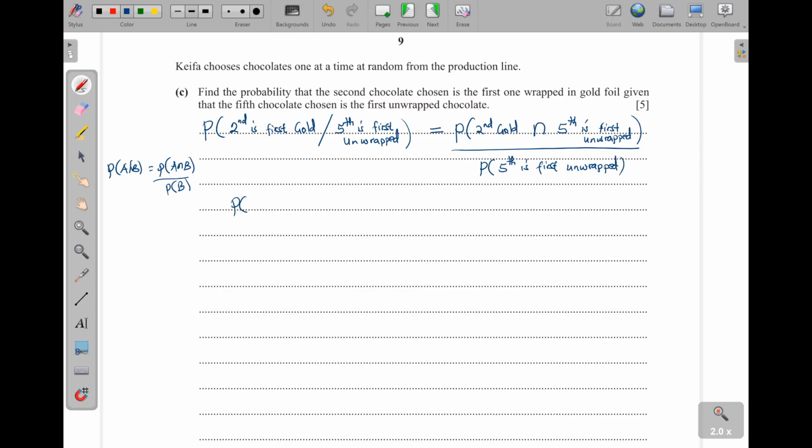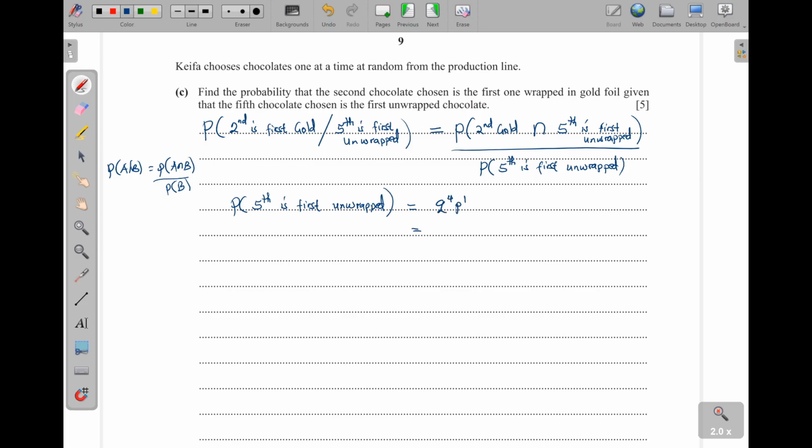Now, the probability of the fifth being the first unwrapped: how can I get this one here? That means the first four are wrapped. I'm doing 1, 2, 3, 4, 5, but the fifth one is where I get the unwrapped. So these ones are all wrapped. It is the same as saying probability of x is equal to 5. You first fail these times, q to the power 4, then times your success, p. So I'm going to write q to the power 4, then p.